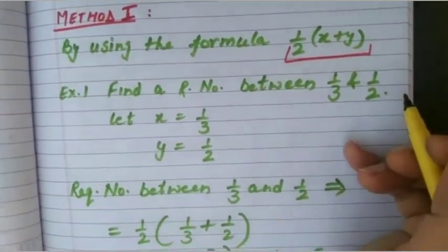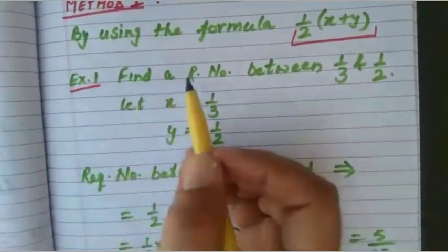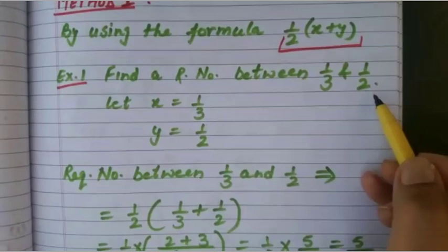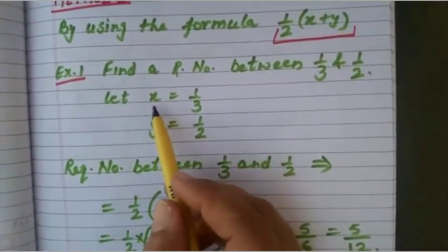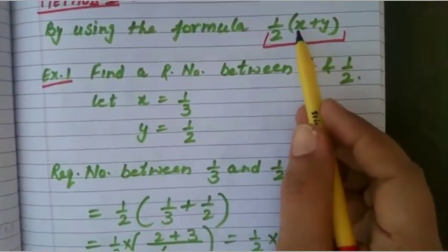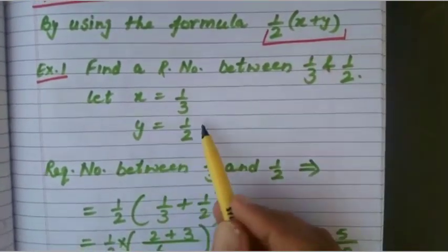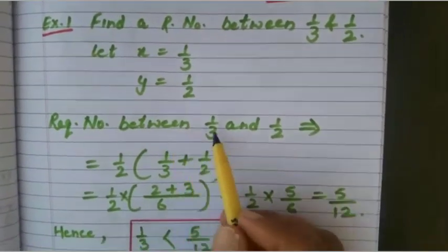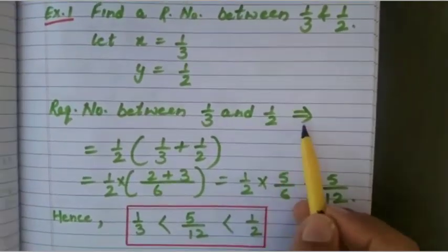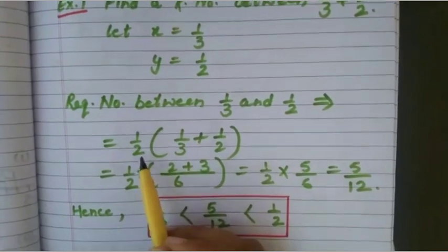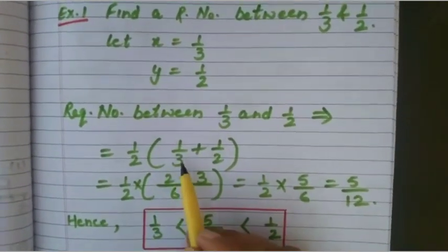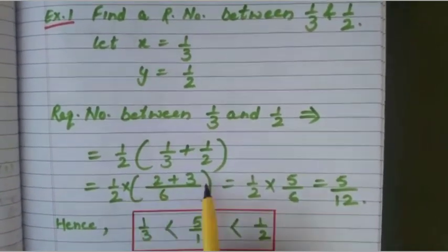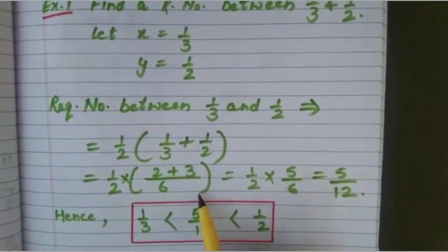Okay, in this I have taken one example. Find a rational number between 1/3 and 1/2. So here, from the formula, x is 1/3 and y is 1/2. So the required number between 1/3 and 1/2 is 1/2 according to the formula, then you add x and y. So 1/3 plus 1/2 you have to add. So simplify the numbers which are under the bracket.